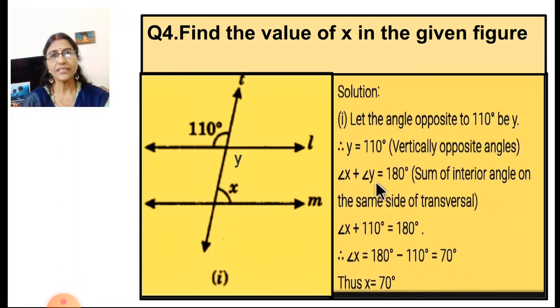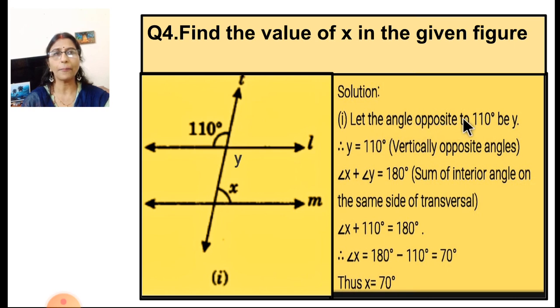Now question number 4. In the previous presentation I have given homework. This again I have solved here. If you have any doubt, you can check your homework whether you have done correctly or not. Question number 4, the first part, find the value of x in the given figure. So this was the question given, you have to find out the value of x, and this angle was given as 110 degree. Now this is the solution part I am showing here.